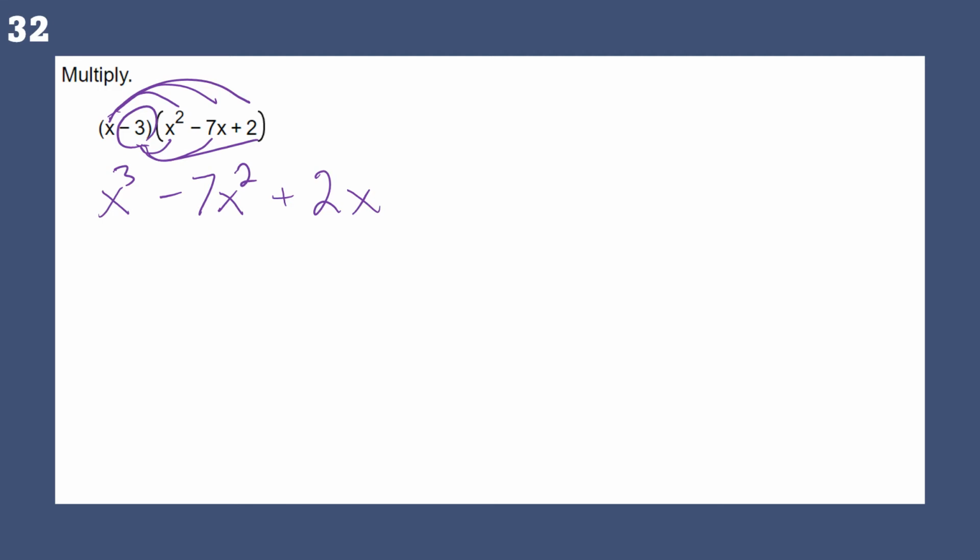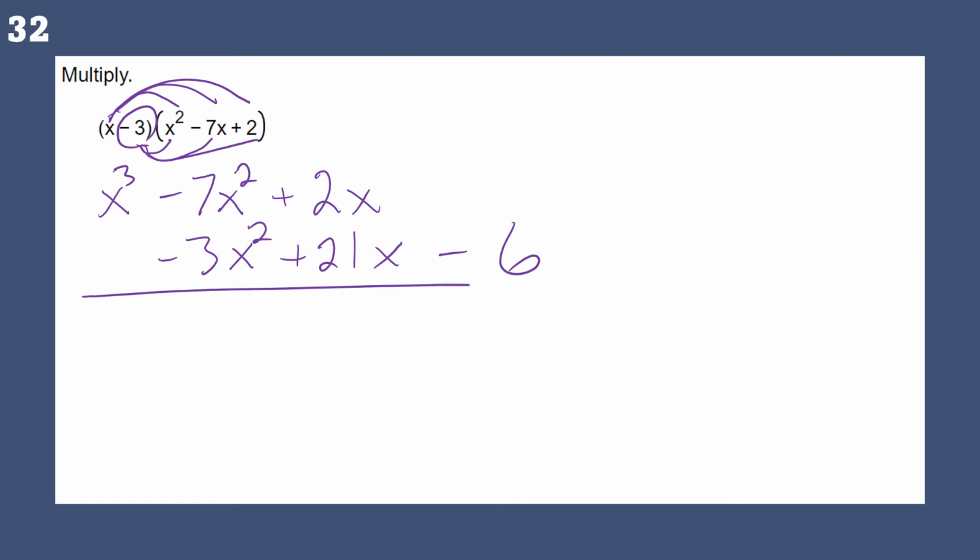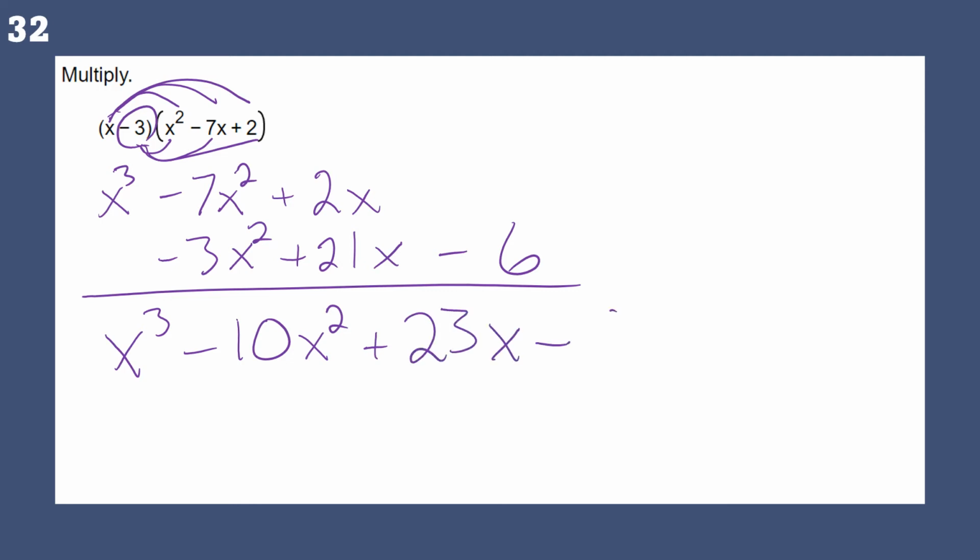I'm going to line these up, okay? So that's why I'm going to write them the way I write them, but I'm going to line them up so that I can combine like terms in a second. So that would give me negative 3x squared plus 21x minus 6. And now we're going to combine like terms to get our final answer, x to the third minus 10x squared plus 23x minus 6.